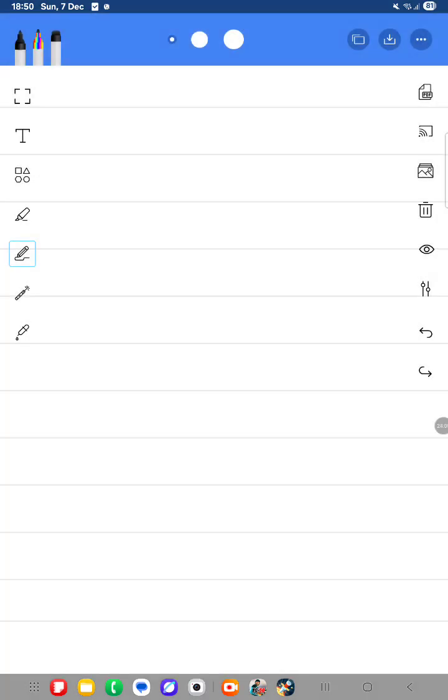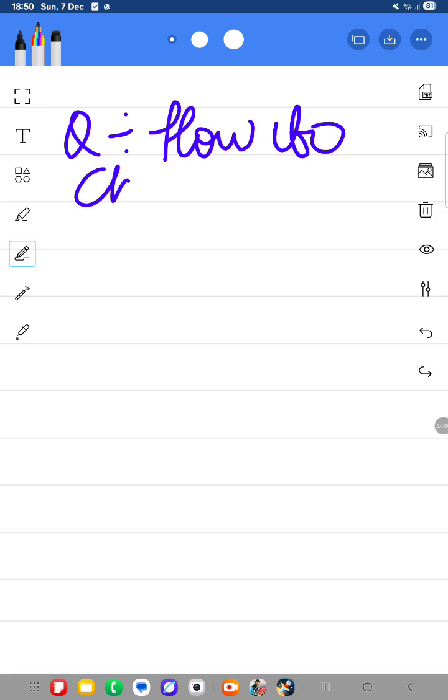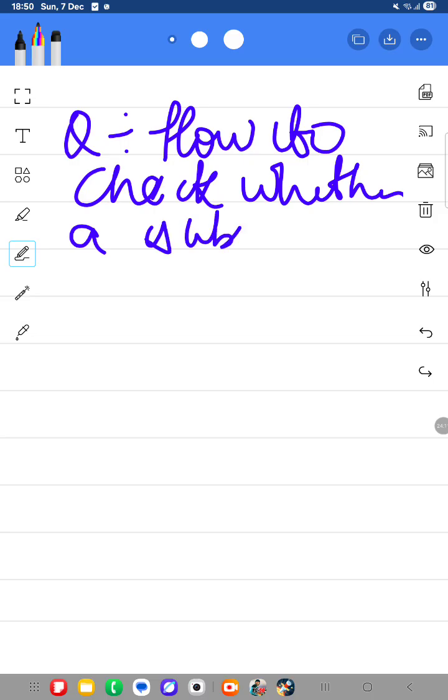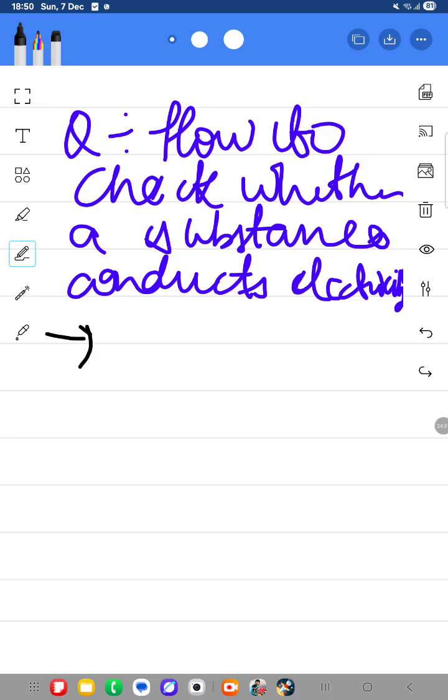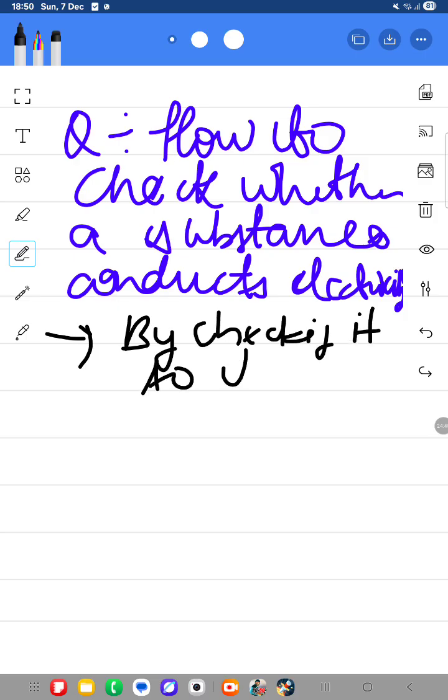In your exam, a question can come: how to check whether a substance conducts electricity. There can be two answers. The first answer is of basic level, of 8th class level, that is by checking it with a tester.